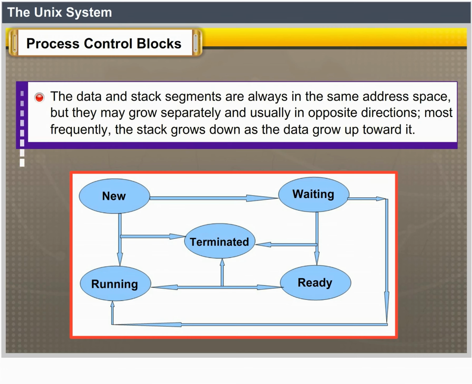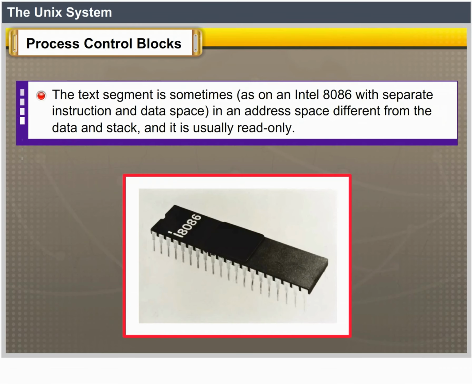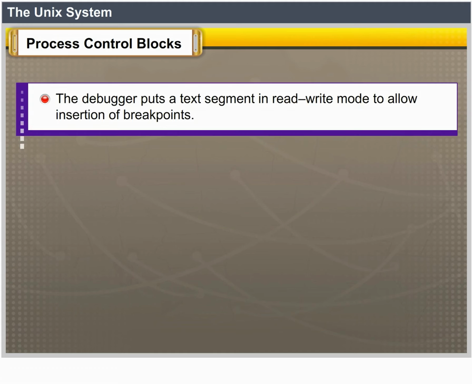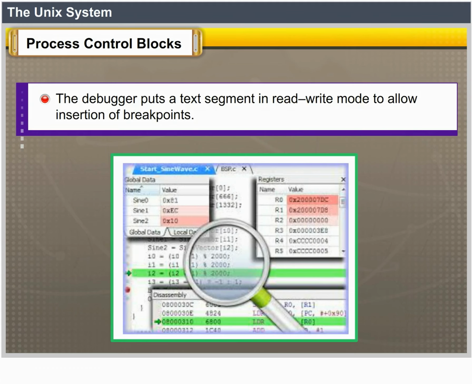The data and stack segments are always in the same address space, but they may grow separately and usually in opposite directions. Most frequently, the stack grows down as the data grow up toward it. The text segment is sometimes, as on an Intel 8086 with separate instruction and data space, in an address space different from the data and stack, and it is usually read-only. The debugger puts a text segment in a read-write mode to allow insertion of breakpoints.